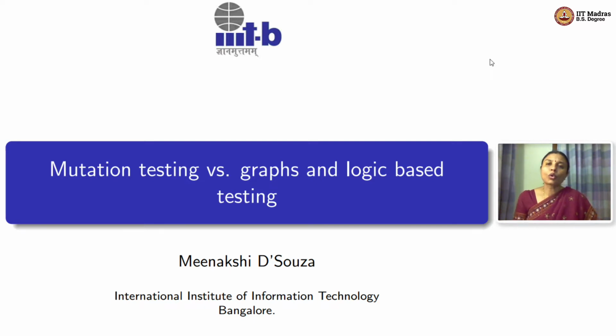Mutation testing, I said, is more like a debugging technique. It is applied by making a change to a program and then testing what effect that change has on the program. It so happens that you can still compare mutation testing with graph and logic-based testing, even though by nature they seem to be very different. So the idea of this lecture is to help you understand how mutation testing compares with graph and logic-based testing. In the next one, we'll continue with mutation testing at the level of interfaces.